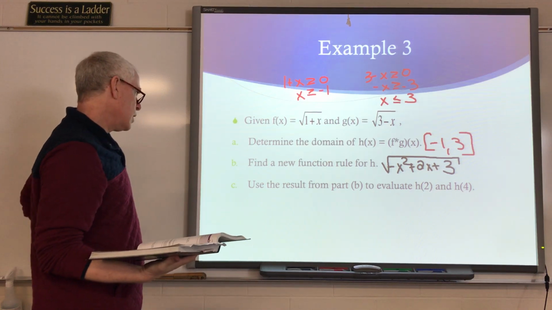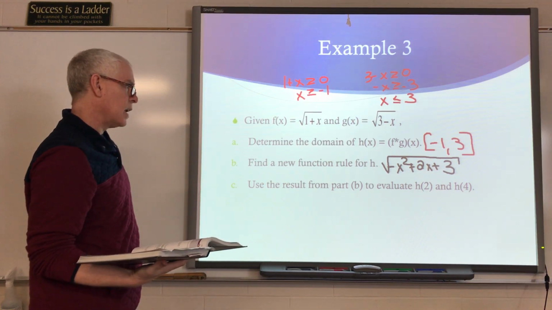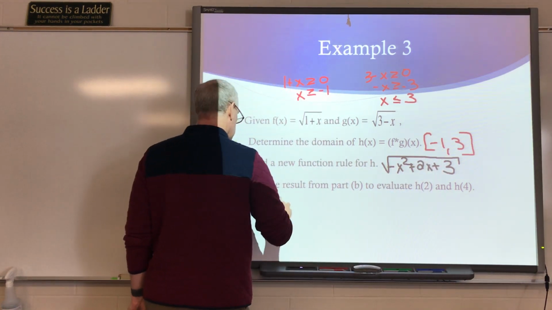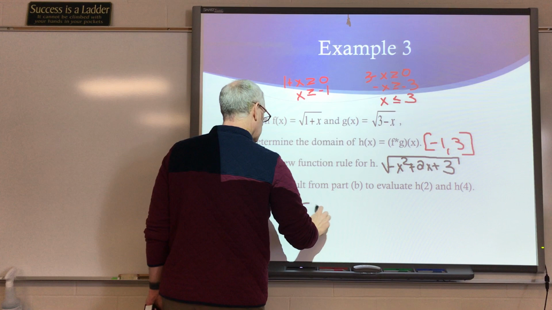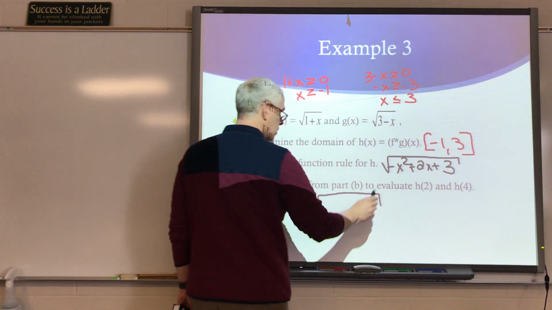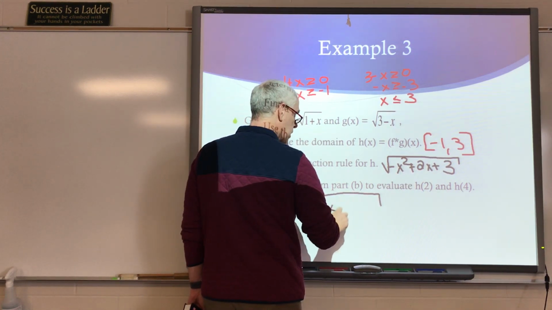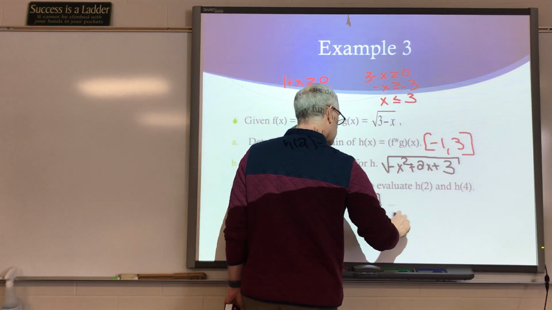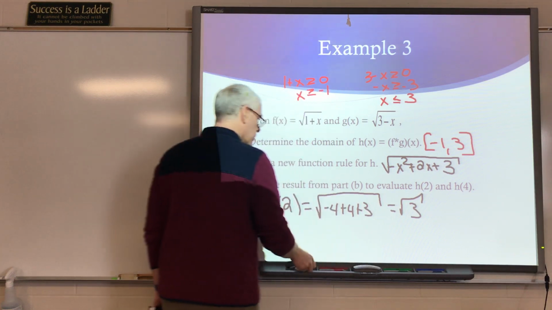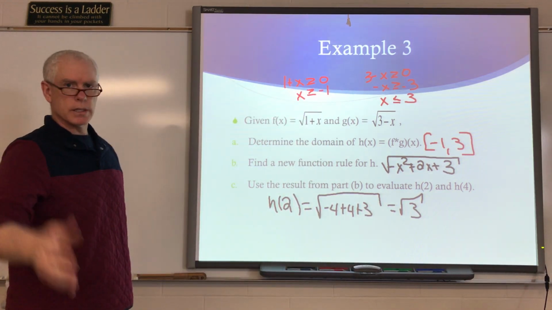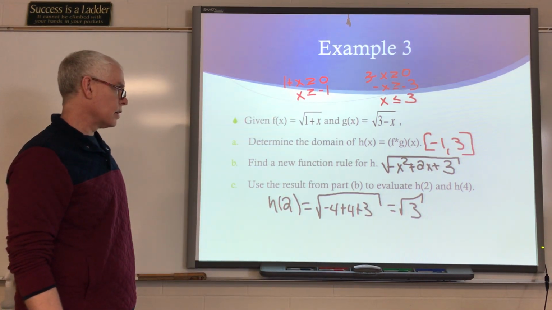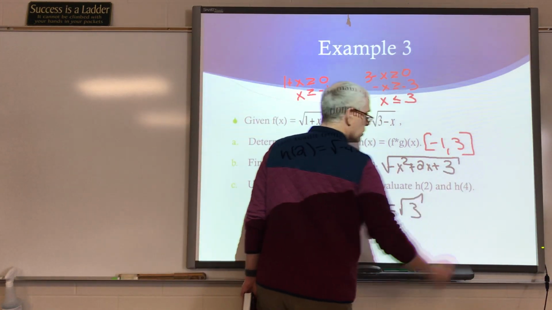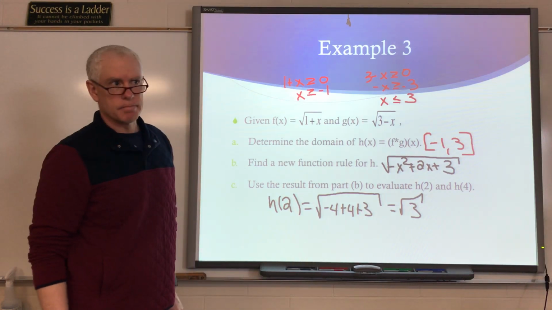Okay? And then use the result from part B to evaluate h of 2. Well, h of 2 is fine. That's in that domain. So h of 2 is going to be the square root of -2 squared, which would be -4, plus 2 times 2, which is 4. So this is just going to be the square root of 3, 1.73, if you work it out on the calculator. H of 4, hey, 4 is not in that domain, you guys, so h of 4 is undefined. Okay, I can't do that.